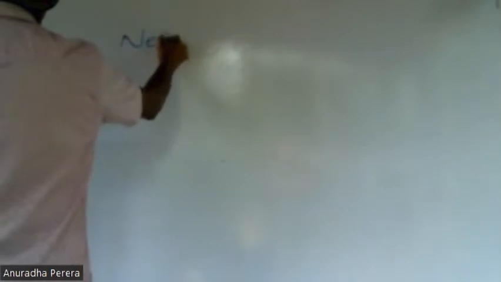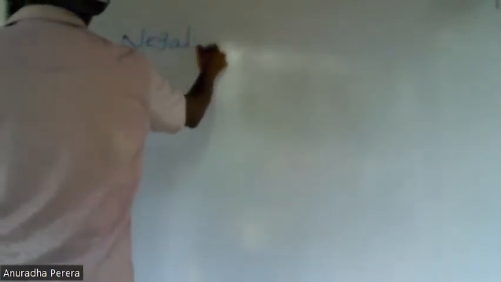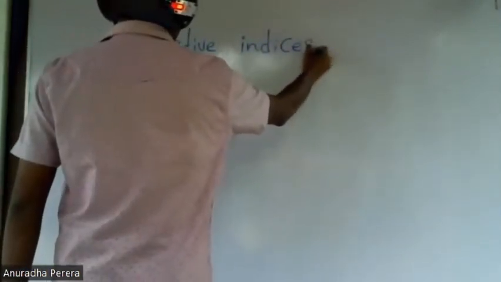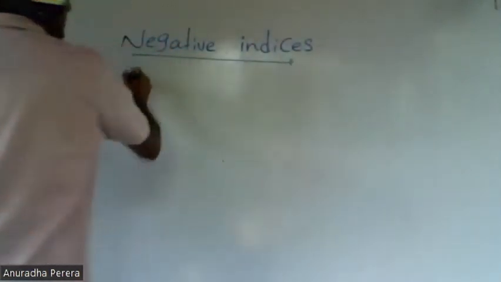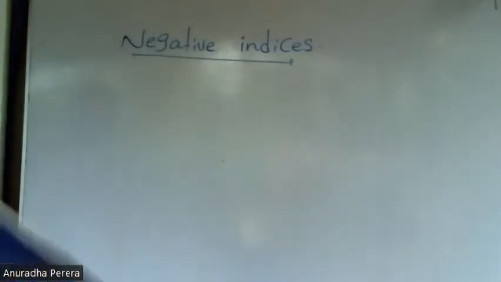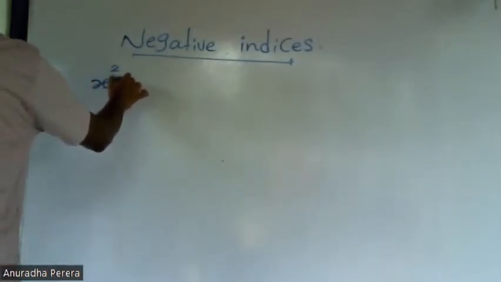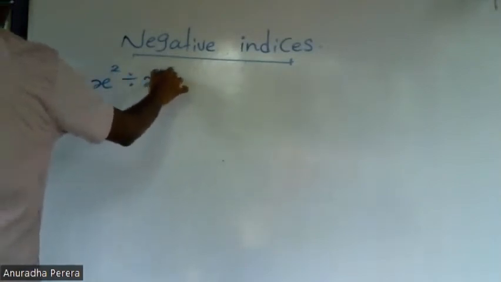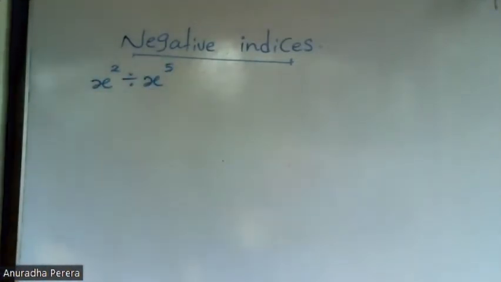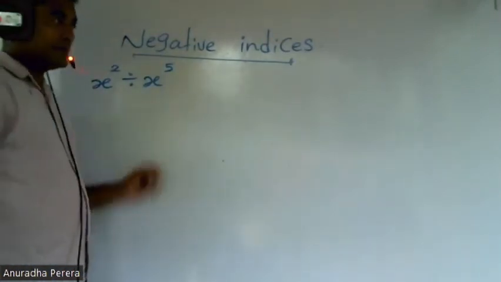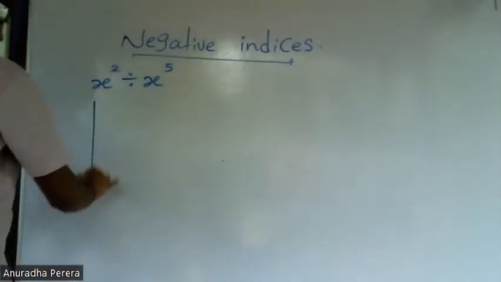Negative indices, right? How to do this? X to the power 2 divided by x to the power 5. Right? We can do this by using two methods.